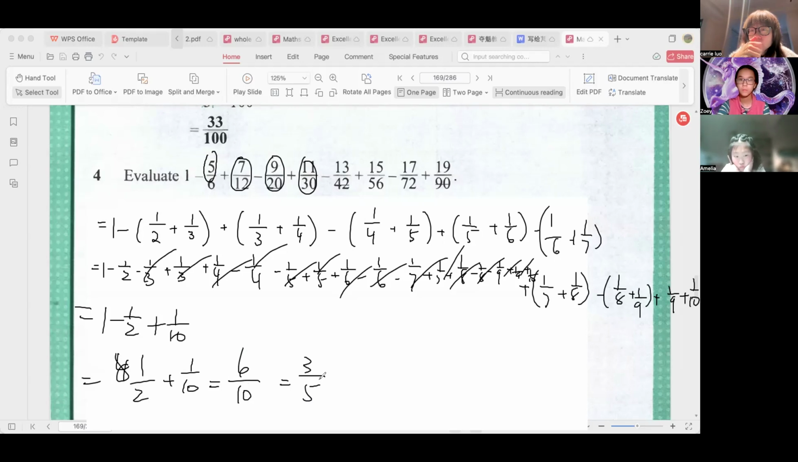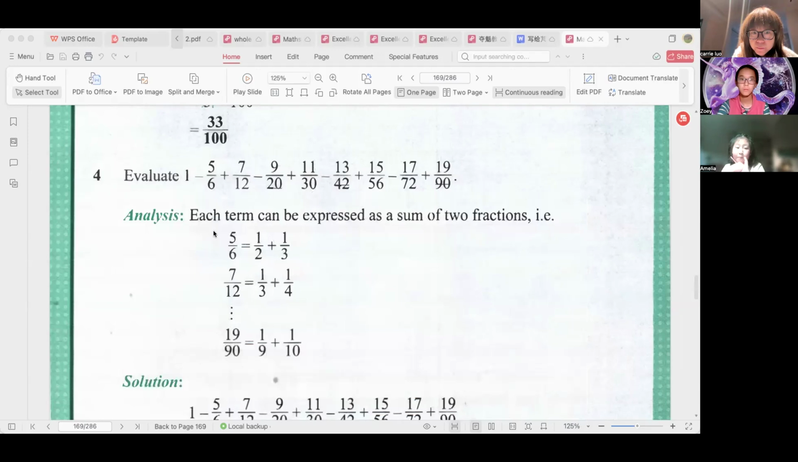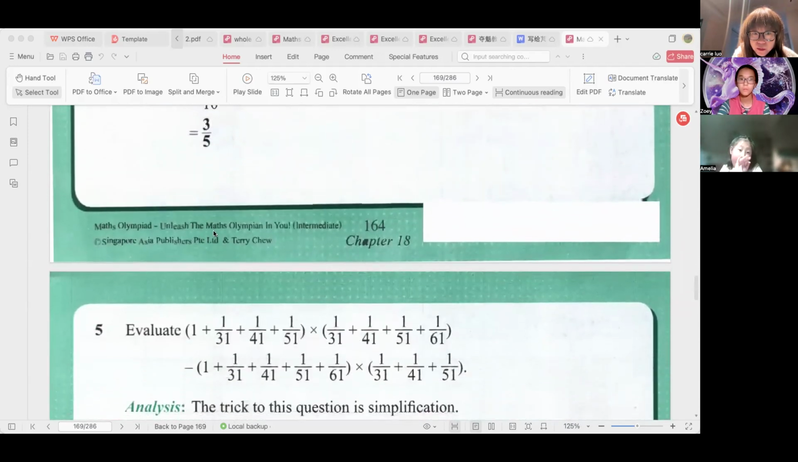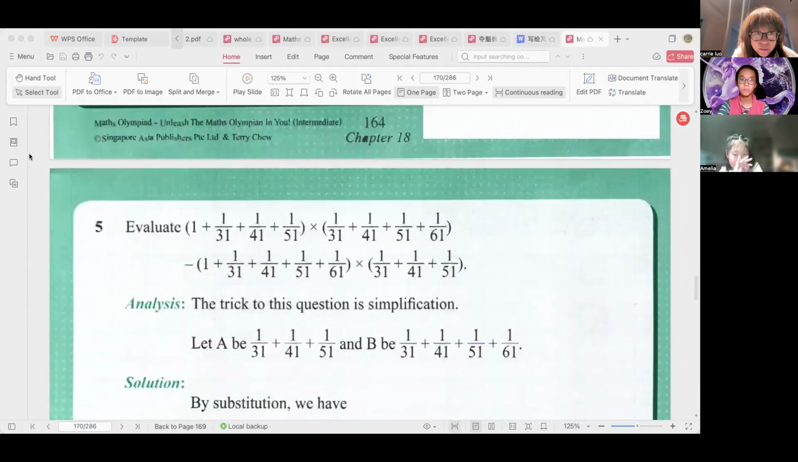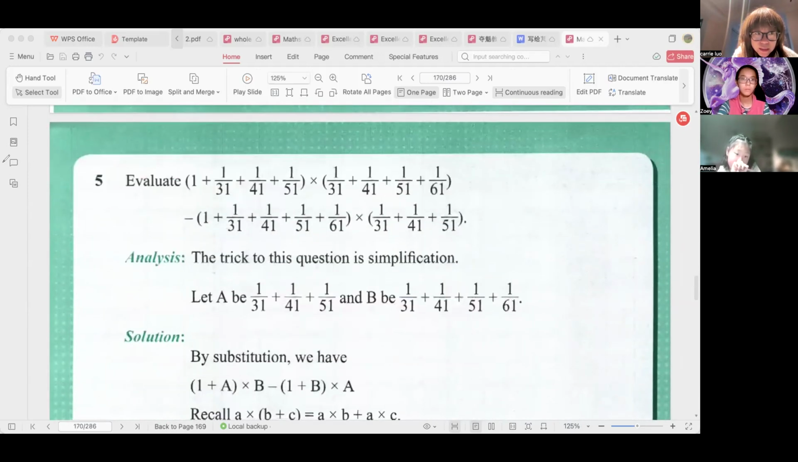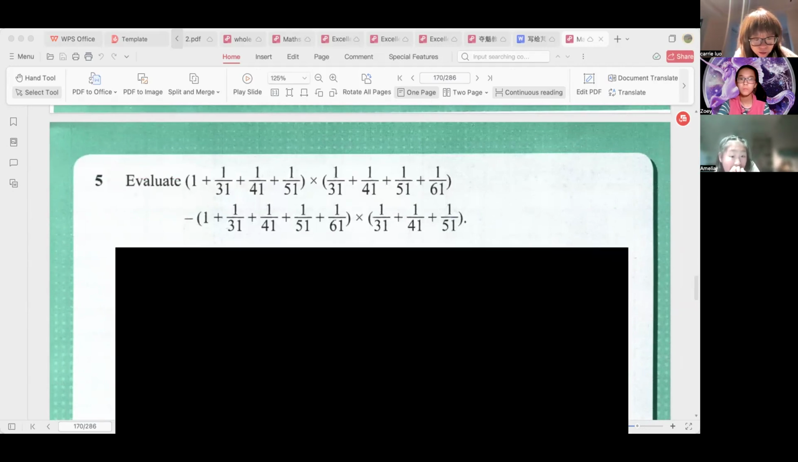Get it? So there's no shortcut. You need to list all of them one by one. Okay, so let's take a look at this one. This question will be similar or the same as the one we did last week: if you find something in common, you do it, okay?